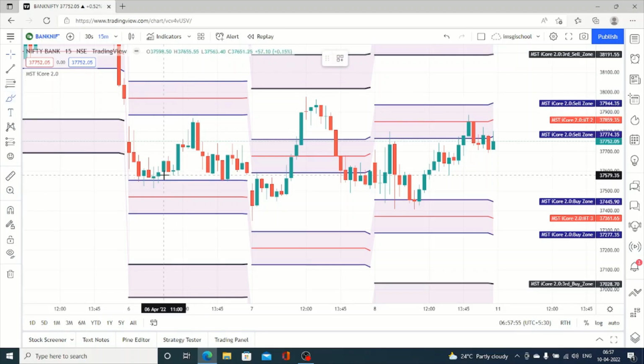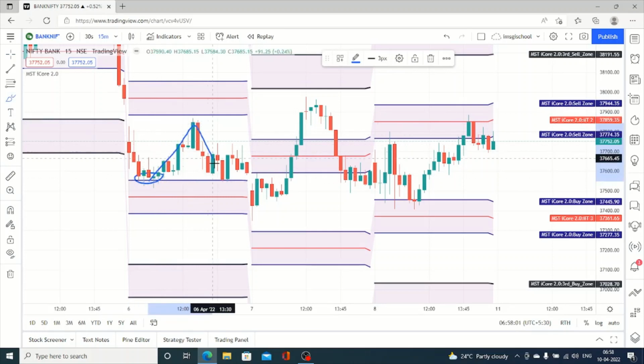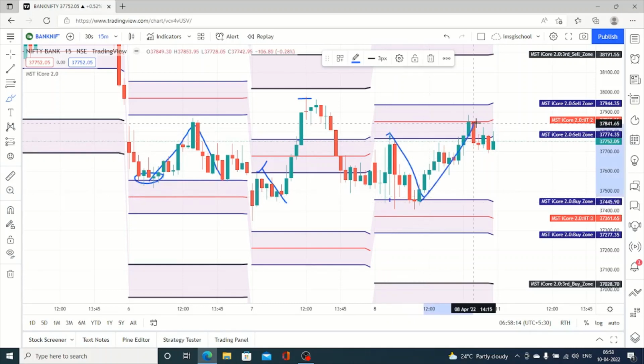See, every day we are getting a perfect entry. See here, on 6th April, a perfect entry from here to here, again from there to here. Yesterday, sell activated, target hit, buy activated, target hit, buy activated, target hit, sell activated, target hit, buy activated, target hit, again sell activated. It is coming down now.